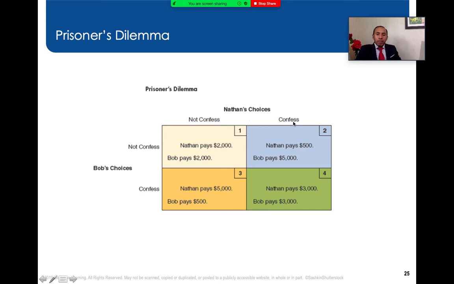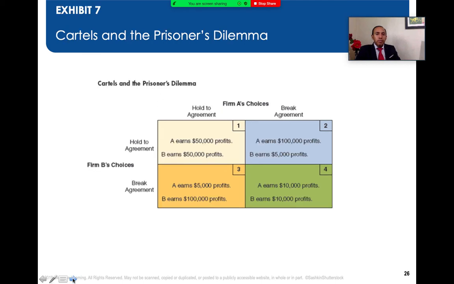If both of them confess from the very beginning and they look after their own self-interest, then both of them are fully guilty and both of them pay $3,000 each, which is a lot more than by not confessing. Very interesting case with a fine or going to prison. The cartel situation is when the firms need to work with each other, hold an agreement of cooperation and working together, or working independently.